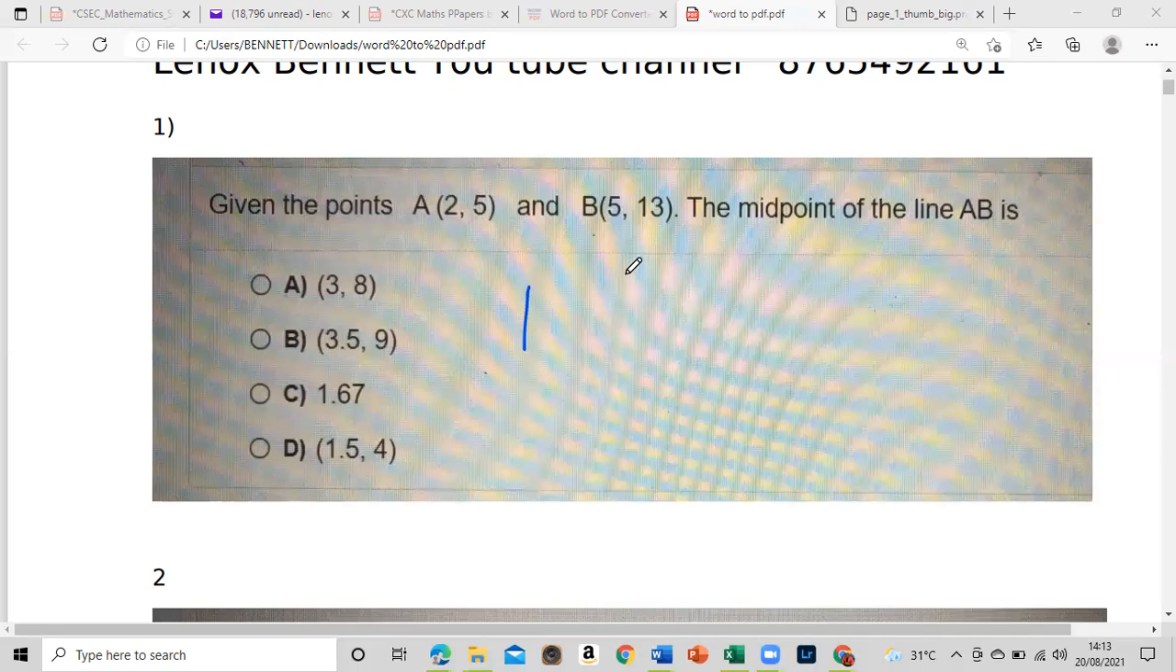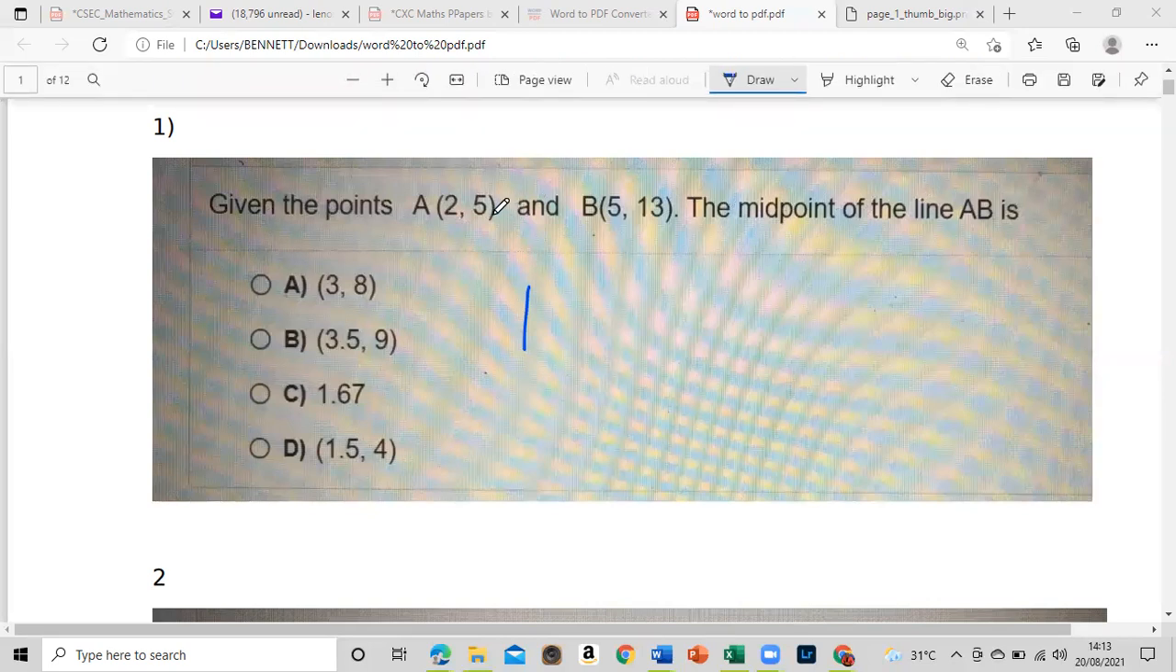All right, yeah. People, hope everybody joined by now, right? So, first one says, given 2 points, 2, 5, and that, the midpoint of the line AB, what they're asking us is to find the midpoint of the line, right? So there's a formula. This is X1, and this is Y1. For each coordinate, it has an X and a Y.